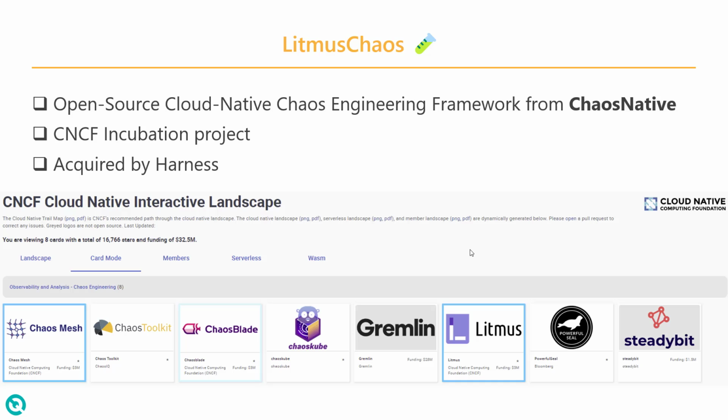First, we are going to see the tools which are in the CNCF landscape, and then we can see other tools as well. To begin with, LitmusChaos. So LitmusChaos is one of the CNCF incubation projects under the observability and analysis category. Recently, it got acquired by Harness, but initially it was created by Chaos Native. If you go to the CNCF landscape, you can see this list, and definitely keep an eye on it, which will be very helpful to get to know more about trends.